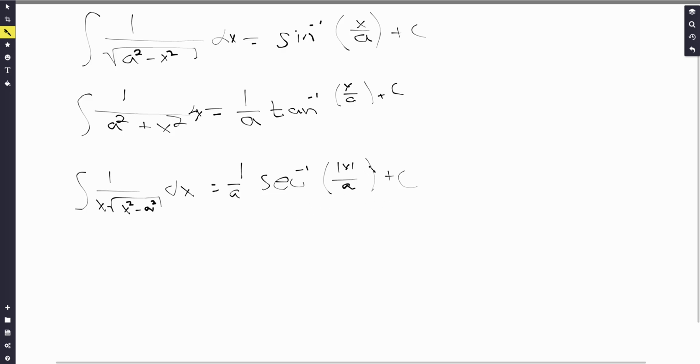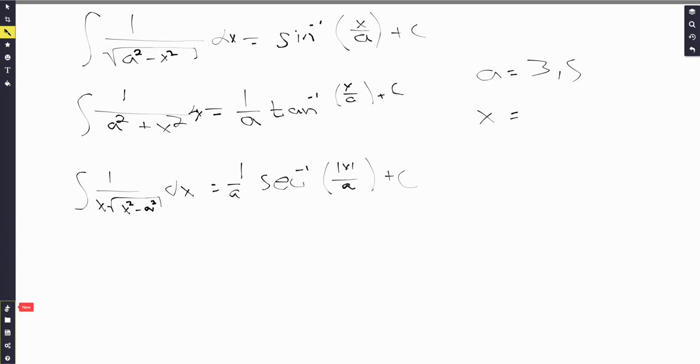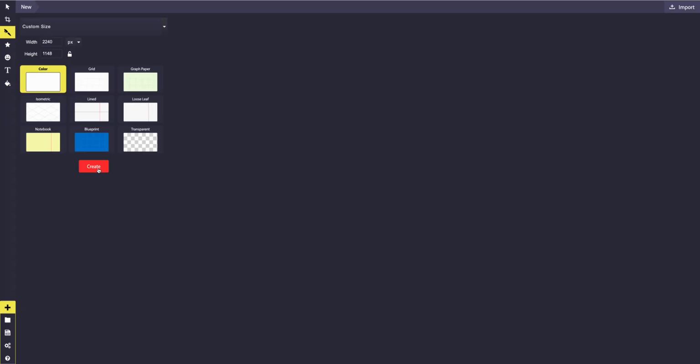Okay, so before we get into it, we need to know that a will always represent some constant. So this could be like 3 or like 5 or whatever. And then the x in this case represents the variable, whatever that variable may be. Okay, let's go through some examples.